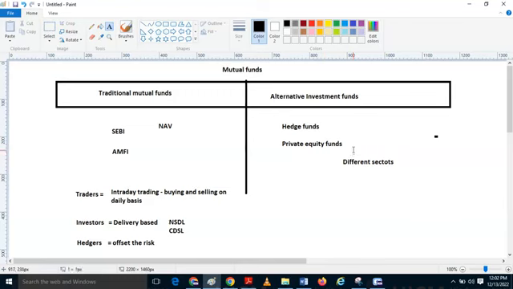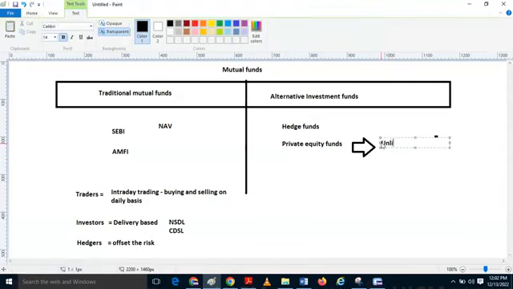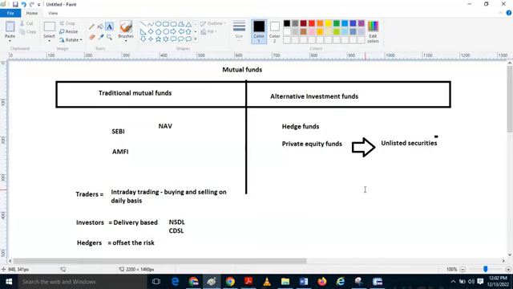This is called a hedge fund, and then there is a private equity fund. This is also a fund. Very few people are aware that there is a private equity fund. They will purchase in unlisted securities. There are two types of securities available over here: listed securities and unlisted securities. Listed means listed on the stock exchange. Unlisted means it is not listed on the stock exchanges. So this is the work of a private equity fund.